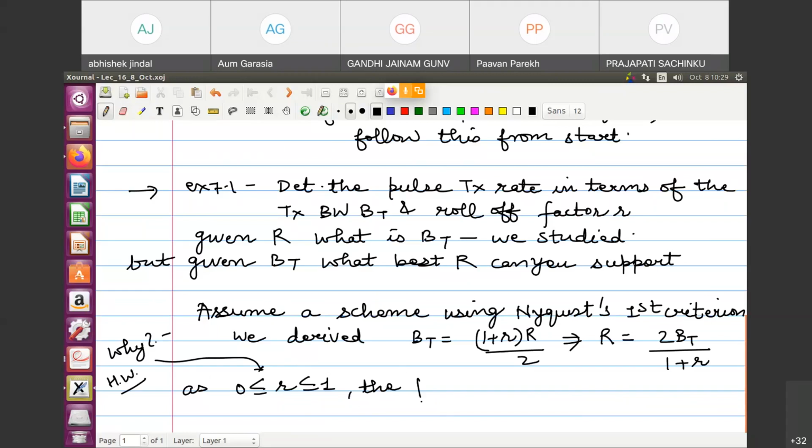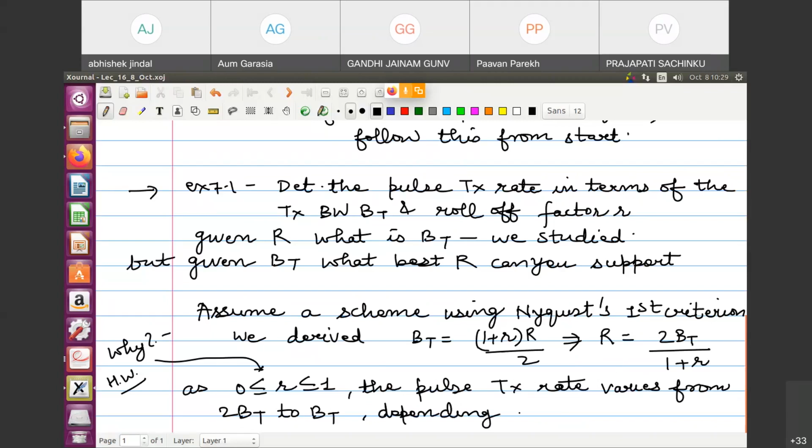Okay. So the pulse transmission rate varies from twice of Bt to Bt, depending on the choice of r. This has to be clear. Depending on the choice of r. Quite obvious.